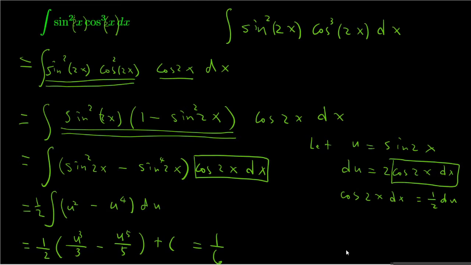You have 1 over 6. I think u is sine of 2x. You have sine of 2x, the whole thing cubed. Minus, on denominator you have 10. On numerator you have sine of 2x, the whole thing to the power of 5. Is that right? After getting rid of, yeah, you still need to plus c.